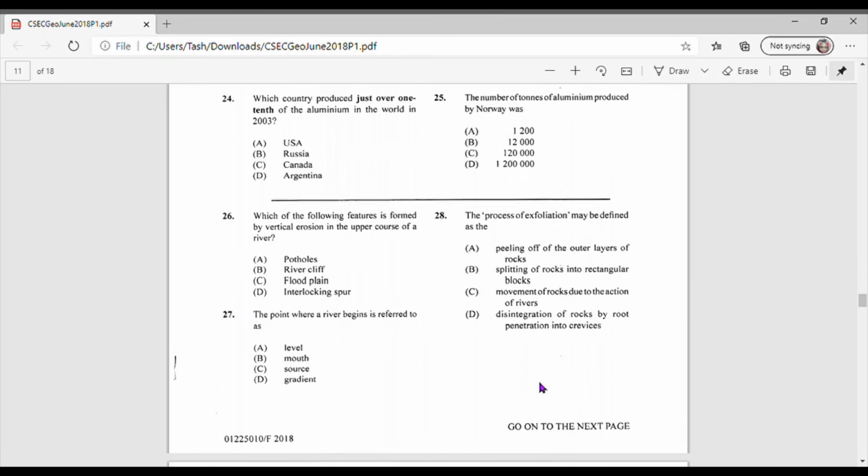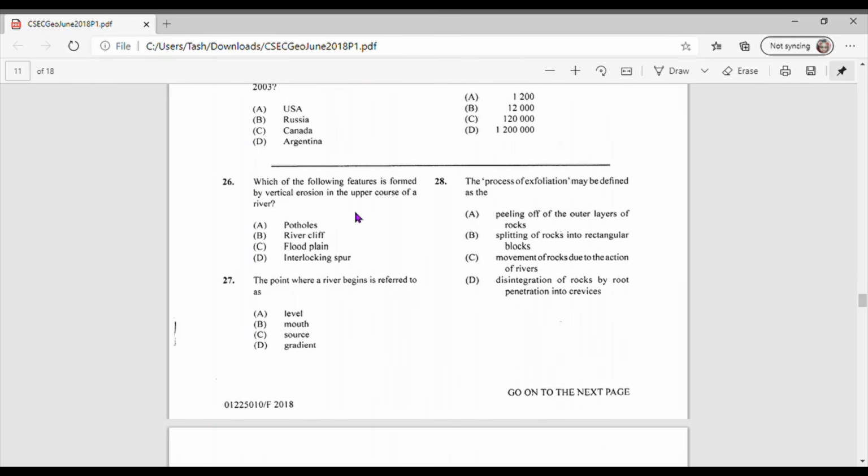Number 26. Which of the following features is formed by vertical erosion in the upper course of a river? We saw this question before, maybe on the 2009 paper as well. We have that paper, it has been done already, so you can look through that video. I will put a link at the top for you. So for number 26 here, vertical erosion, upper course of the river, what you can do is to look through your answers to see which one of the features are formed in the upper course. So for this one, our answer would have been interlocking spur.